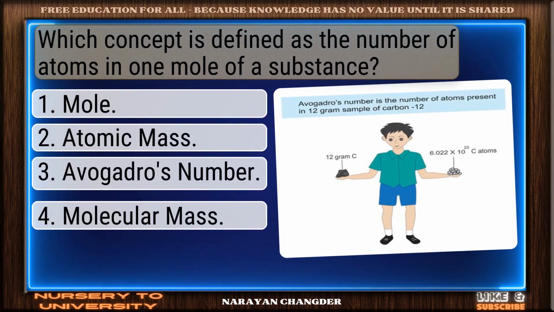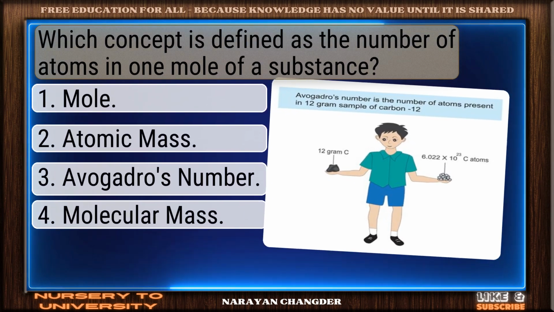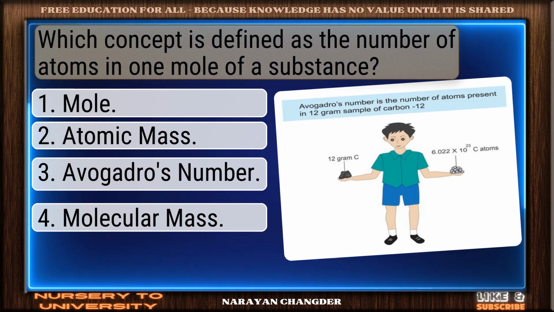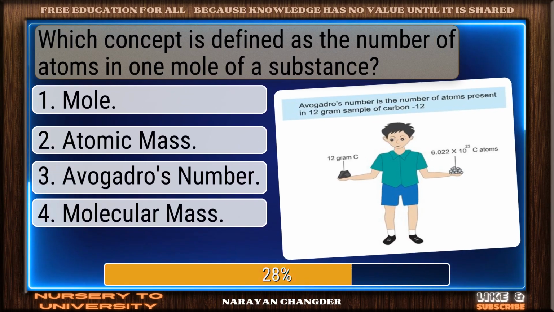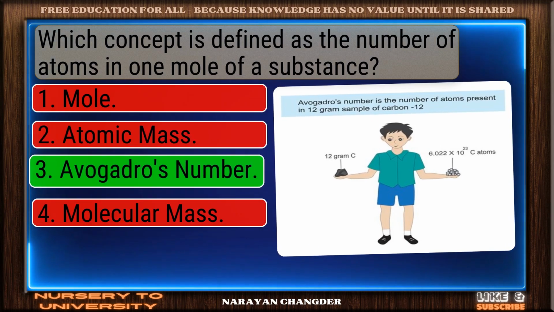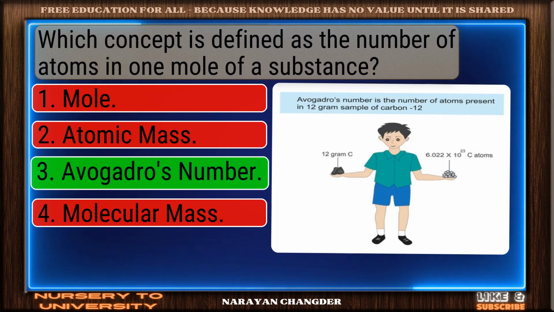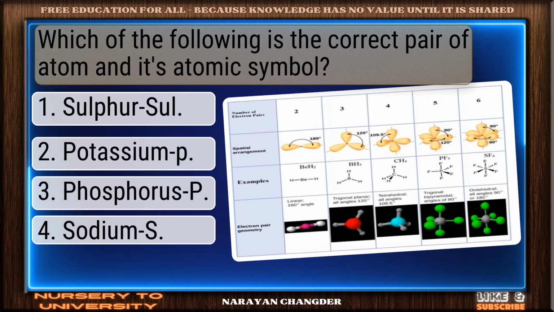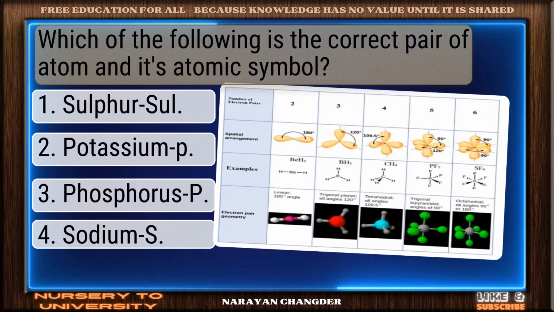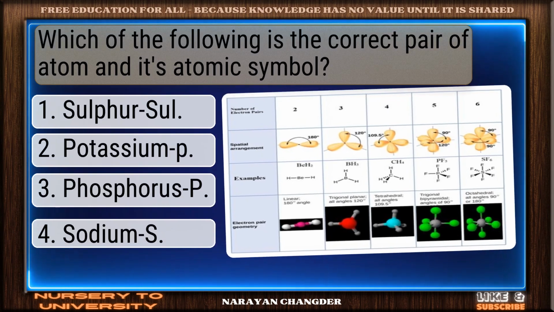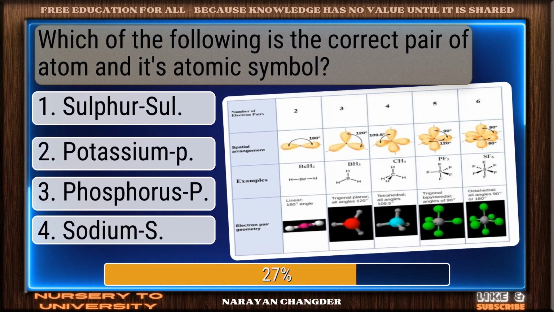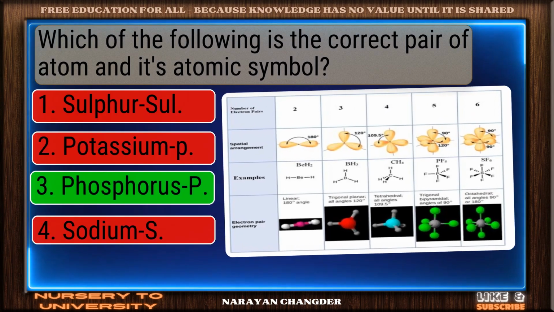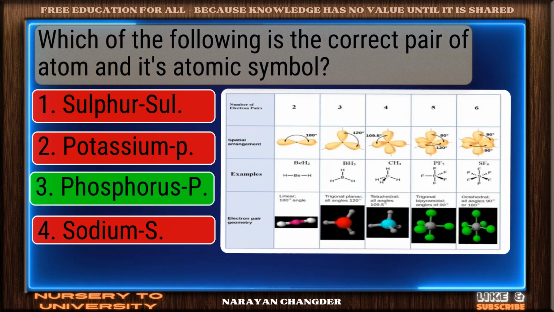Question number 66. Which concept is defined as the number of atoms in 1 mole of a substance? Excellent. Avogadro's number is a brilliant choice. Question number 67. Which of the following is the correct pair of atom and its atomic symbol? Bravo, phosphorus P is the answer.